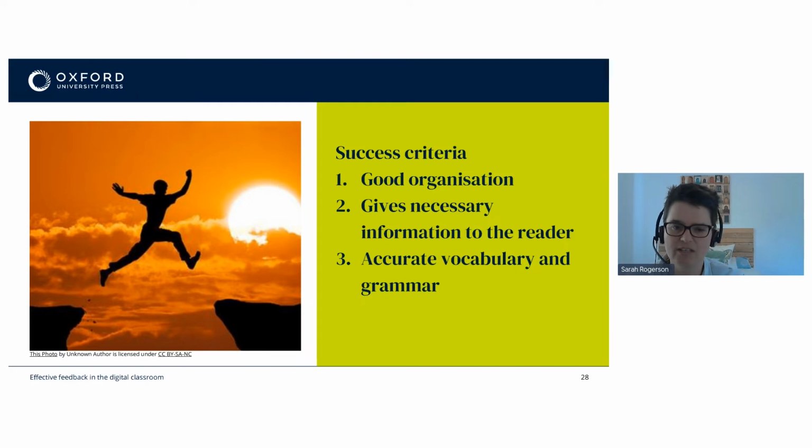The student knows they've got to use good organization. If the learning intention, as I said before, was to use "and" and "but" to organize your language, then they can link that back. The learning intention is around answering Sam. Again, we're giving the necessary information to the reader, and we want some accurate vocabulary and grammar. And you might want to be more specific about that depending on what you've taught in the class. But these are an example of some better learning objectives, better success criteria.